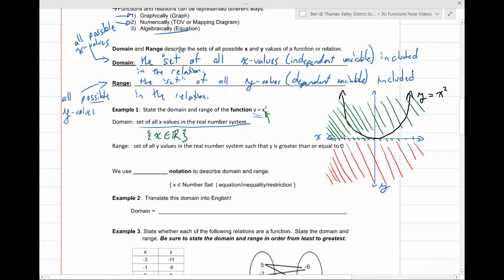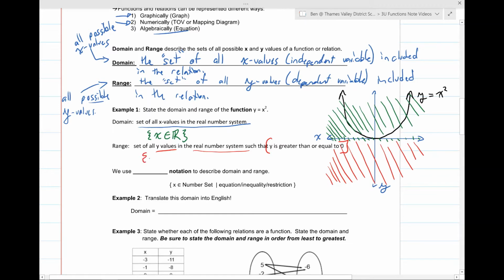So here, our range is the set of all y values in the real number system, such that y is greater than or equal to 0. And that means that we're not going to be considering y values less than 0, because no matter what x is, y will never be less than 0, because we're squaring x when we're calculating for y.